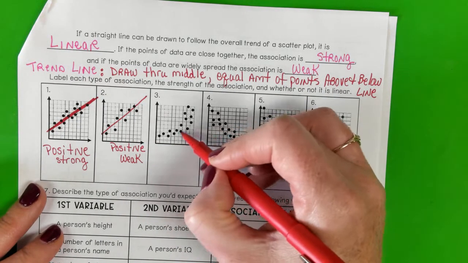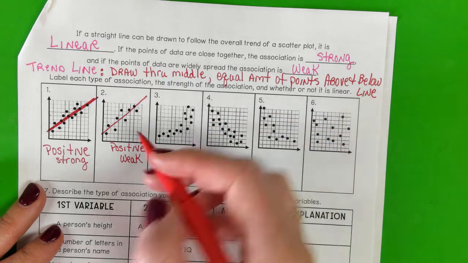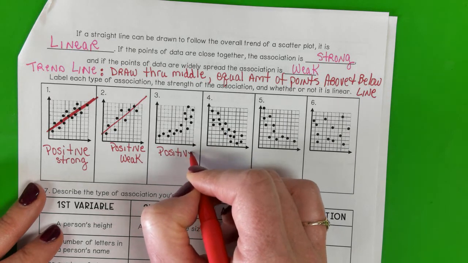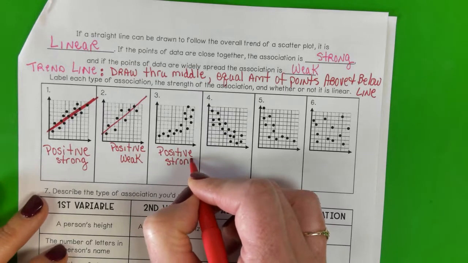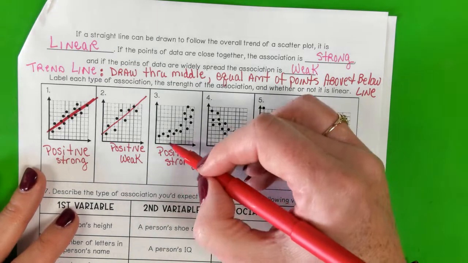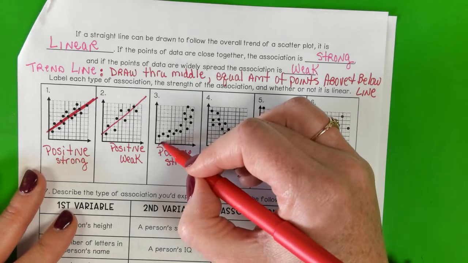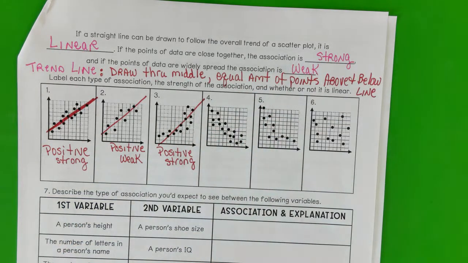Now this one is looking curved, right? But we don't want to draw a curved line. This is still going to be linear. It's still positive. I think the points are pretty close together, so I'm going to say this is a strong positive. But let's look at how we might draw our line. This is a little trickier. Maybe we might draw our line to look a little bit like that.